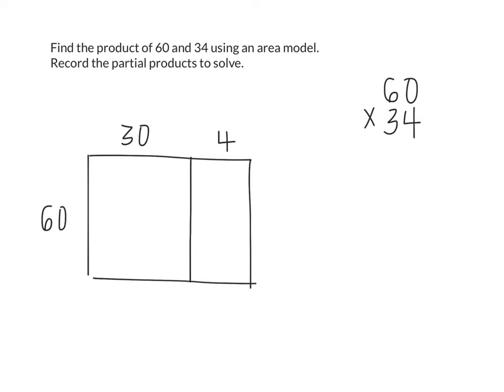60 times 34. Okay, my first part is going to be this part right here. How can I find the area of that smaller rectangle? I can multiply the length times the width of that one, which would be 60 times, let's write that inside the box, 60 times 30. That's the same as 6 tens times 3 tens. Do you guys agree? So what's 6 times 3? 18. What's 10 times 10? 100. So what's 6 tens times 3 tens? 18 hundreds.